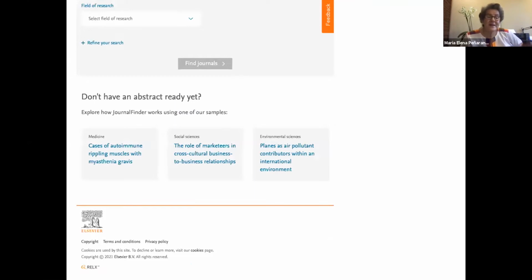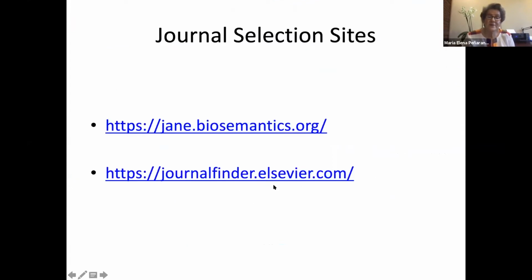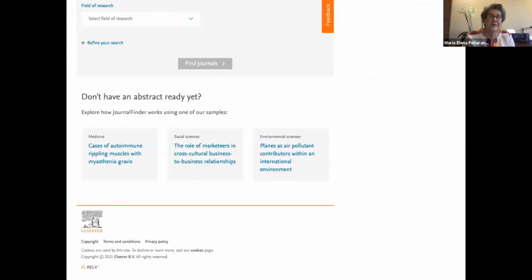Sorry. And then Elsevier, which is the other database that we use that finds the journal. It's here, journal finder for elsevier.com. I just have a screenshot of it, but it didn't show really well. It's the same. You select the field of research, or you add the keywords or your title, and then you find the journals, and it gives you options using your samples, medicine, social medicine, experimental sciences, and many other topics, and it finds the journals.